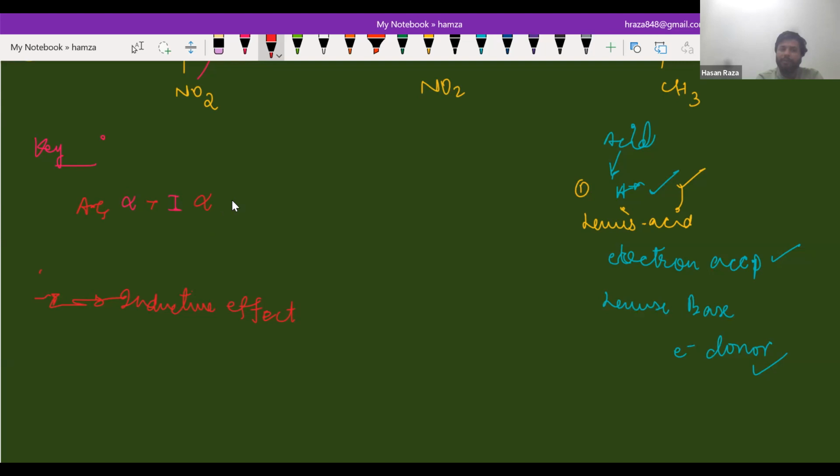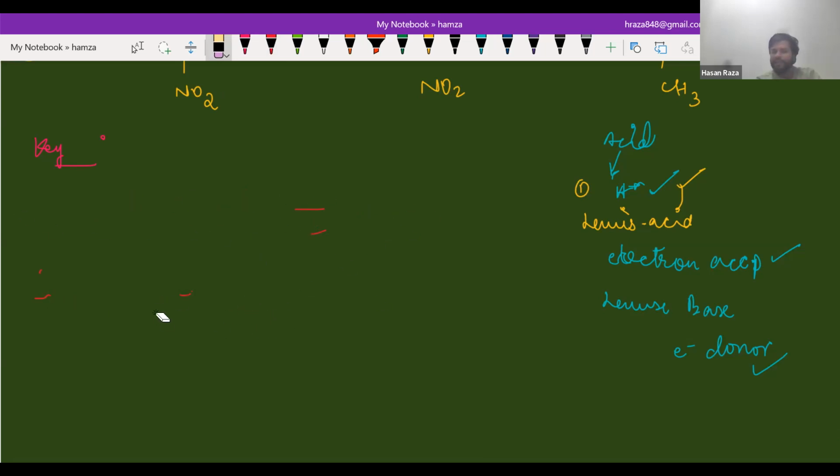And it is also directly proportional to minus R. Minus R means negative resonance effect: the molecules which take or withdraw electron from their neighbouring molecules. And it is inversely proportional to plus I. That means the molecules which are capable of donating electron have plus I effect, positive inductive effect, and it is also inversely proportional to plus R.